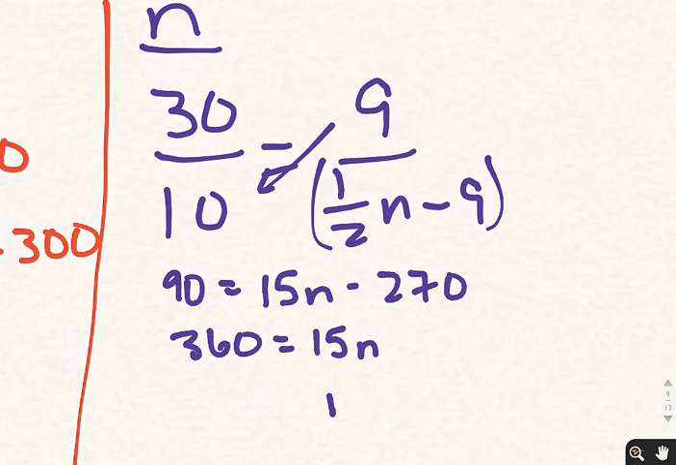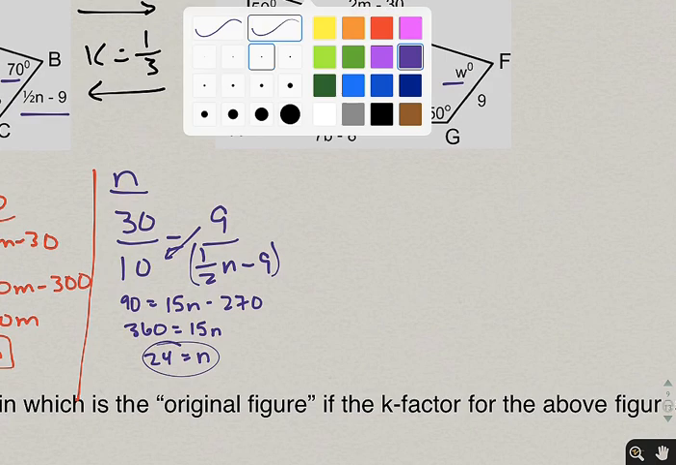And then divide 15 on both sides. I'll get 24. So n should be 24. Hopefully that's matching my key.